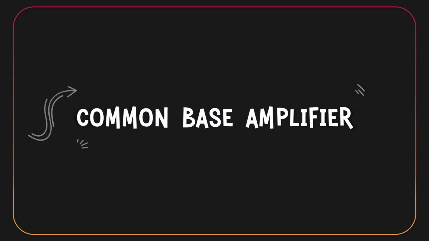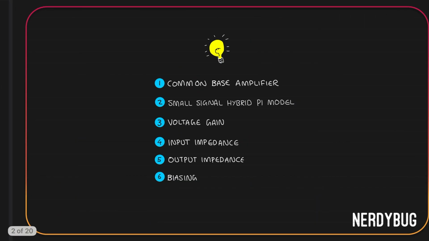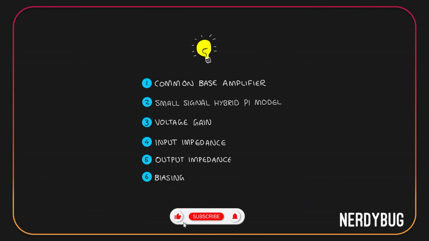Hey fellow nerds, today we are going to discuss common base amplifier. We will be covering its small signal hybrid pi model, voltage gain, input impedance, output impedance, and biasing.